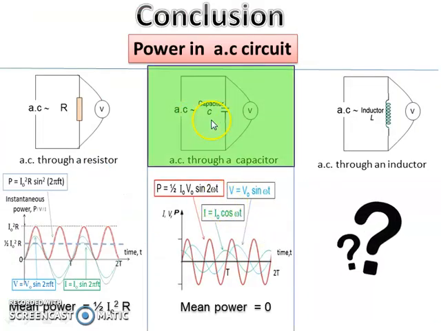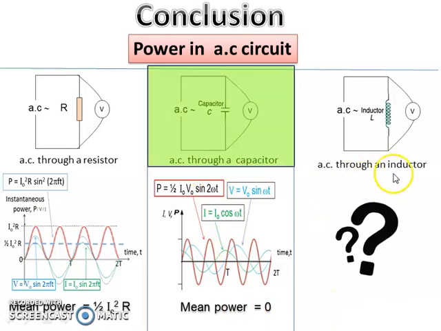So we've done power for a capacitor. We get P equals half I naught V naught sine 2 omega t, and the mean power is 0. Okay, next we discuss AC through an inductor.